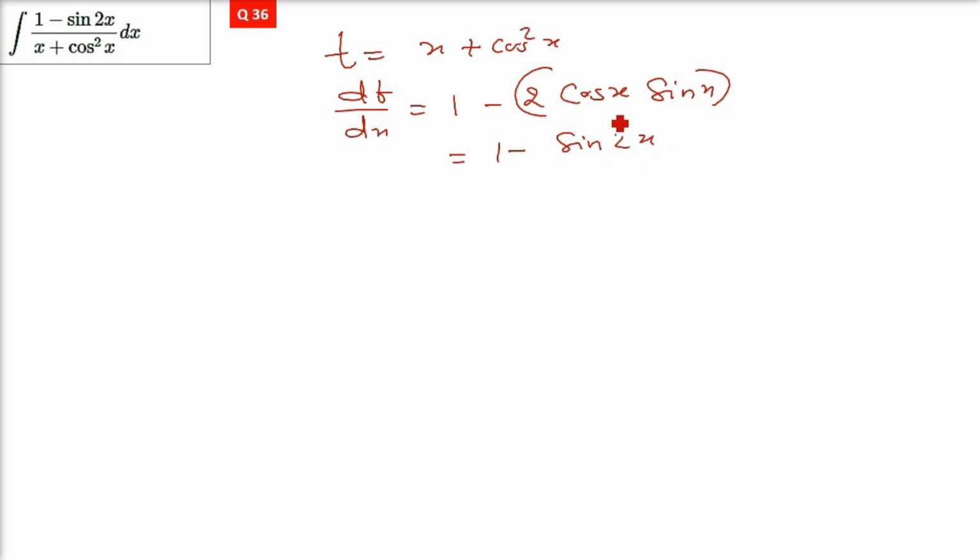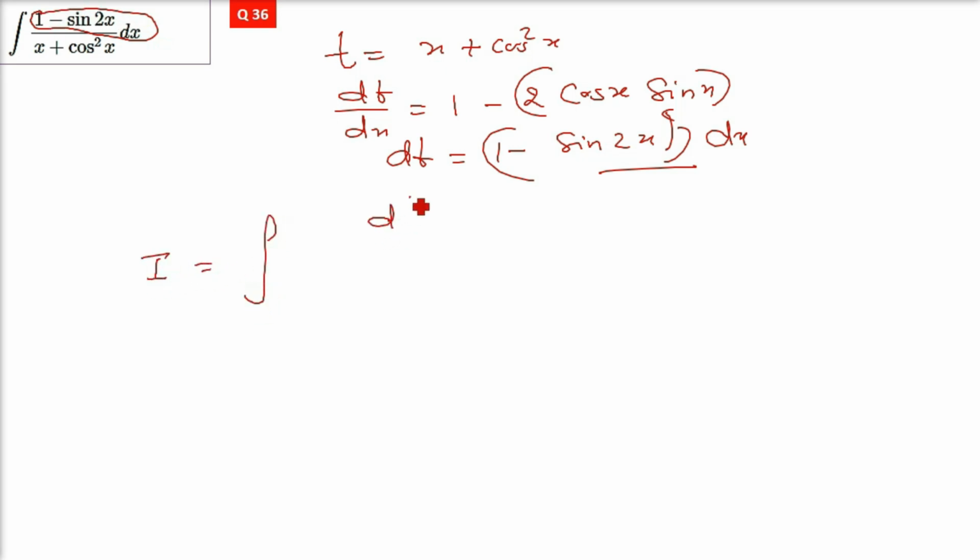That is, sin 2 theta is 2 sin theta cos theta. Sin theta is 2 sin theta by 2 cos theta by 2, and it goes like that. But here you just write 1 minus sin 2x. Take dx on the right hand side. This whole is dt. You can just write I as integration of the numerator becomes dt and denominator becomes t.